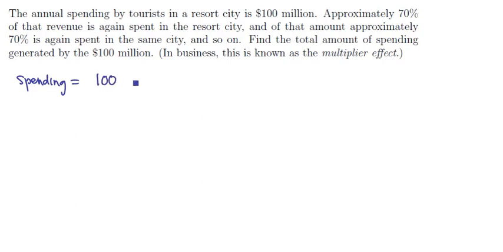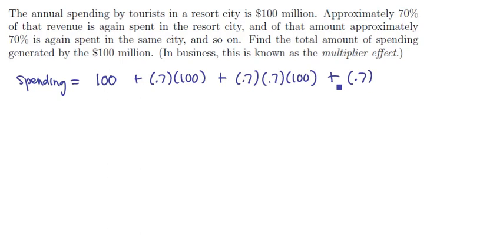Of that money, 70% of it, so 0.7 times 100, will be spent again. Of that amount, 70%, so 0.7 times 0.7 times 100, will get spent again in the city. And of that amount, 0.7 times that, so 0.7 times 0.7 times 0.7 times 100, will get spent in the city, and this process will simply repeat over and over and over again.